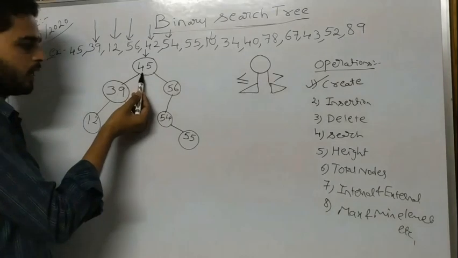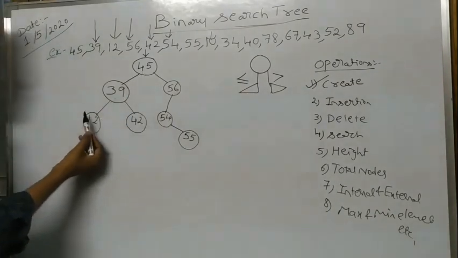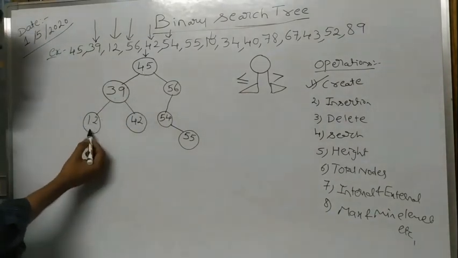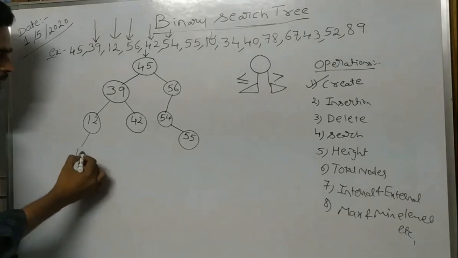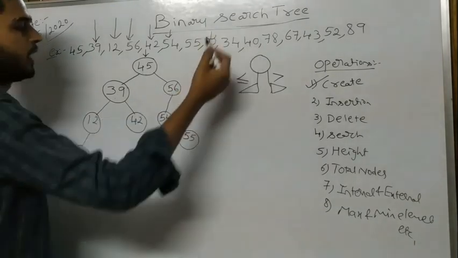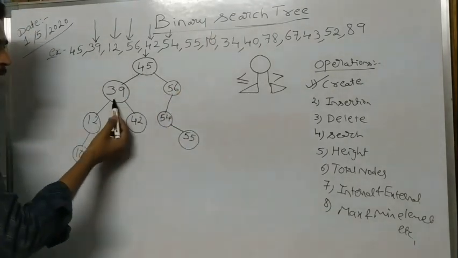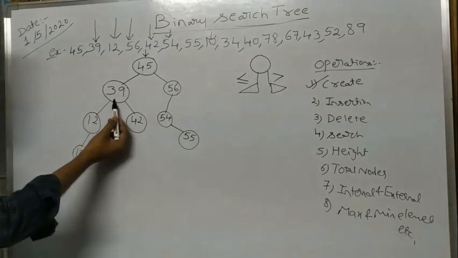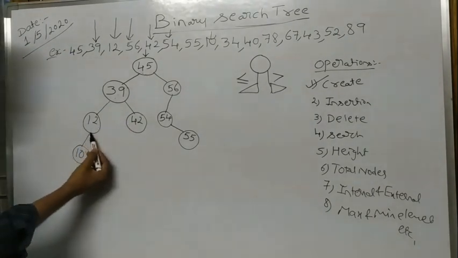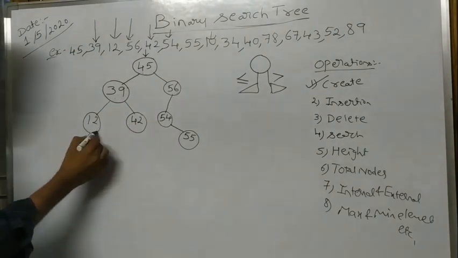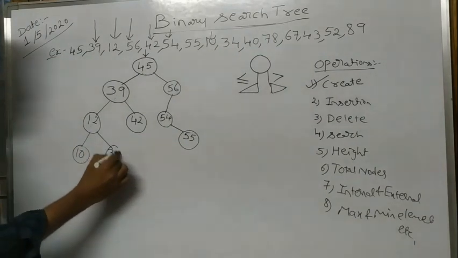Is 10 less than 45? Yes. Is 10 less than 39? Yes. Is 10 less than 12? Yes, so I will go for the left side. Next I will get 34. 34 less than 45? 34 less than 39? Yes. So I will go for the left side. Is 34 less than 12? No. So then I will need to insert on the right side.